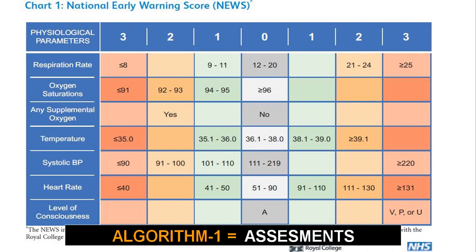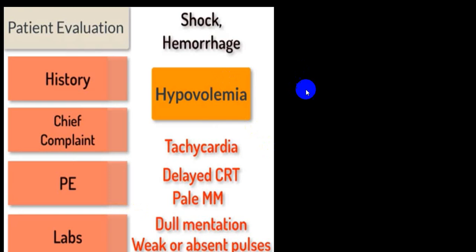So algorithm for assessment, and how much to give, how fast to give, and volume will be decided. Now there are other practical clinical parameters where you evaluate by history, chief complaints, physical examination, laboratory parameter. So we try to put them into different groups. Mainly we want to find out whether it is hypovolemic, hypervolemic or euvolemic.